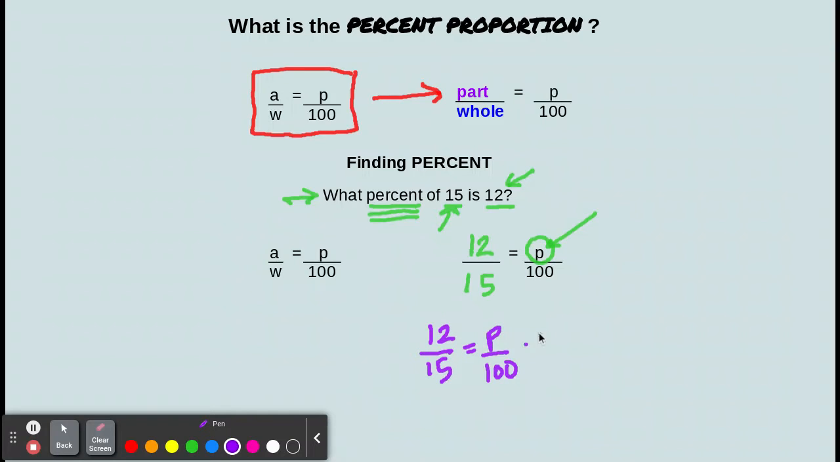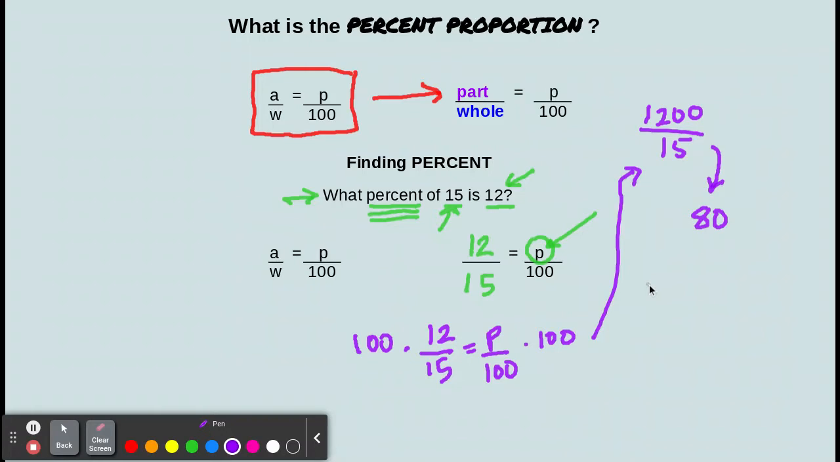To get the P by itself, we multiply both sides by 100. So then we end up with 1200 divided by 15. And if we divide that out, we find that our answer is going to be 80. So then P equals 80. So our percent is 80.